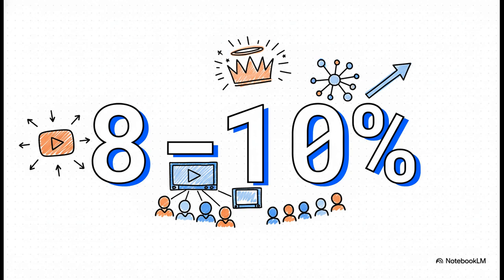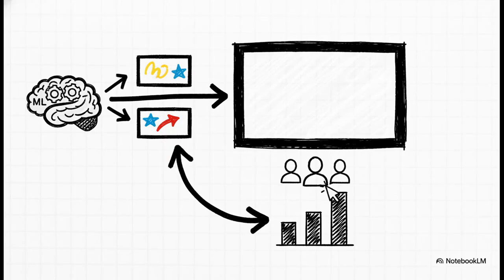It means if 100 people see a thumbnail, an excellent video will get 8 to 10 of them to actually click. For anyone making content, hitting this number is the absolute holy grail. And how do they hit that magic number? You guessed it, machine learning.